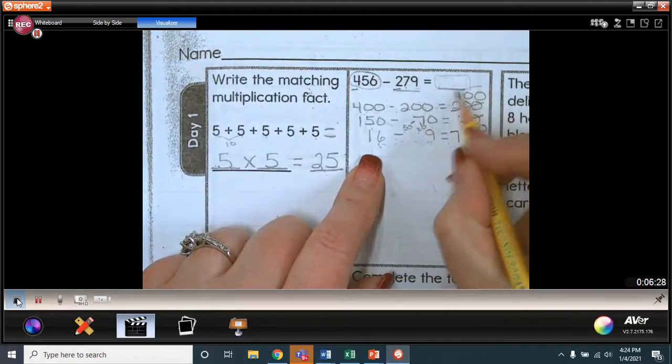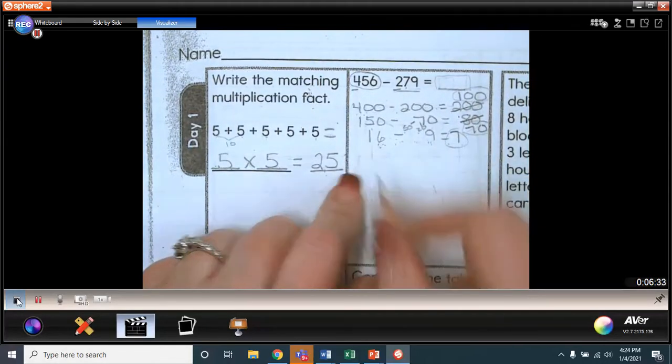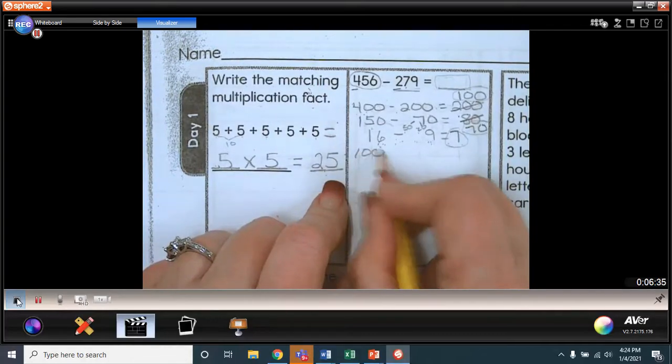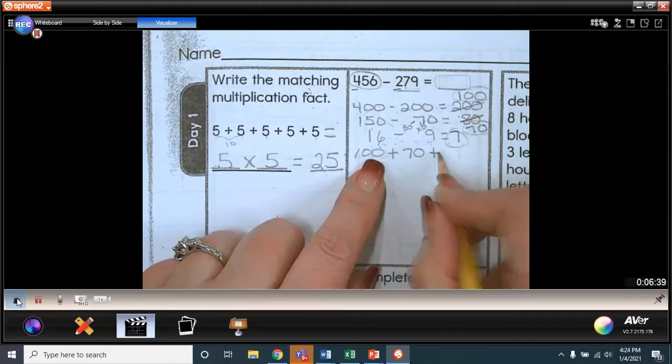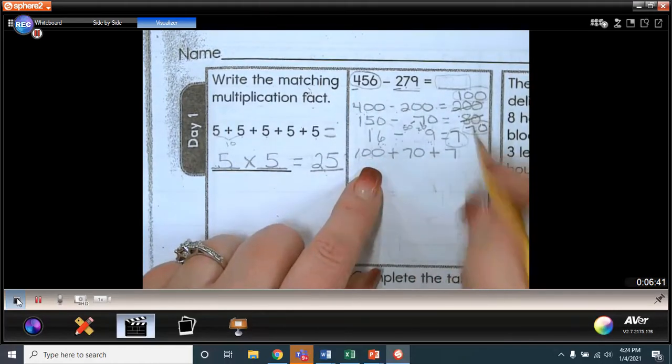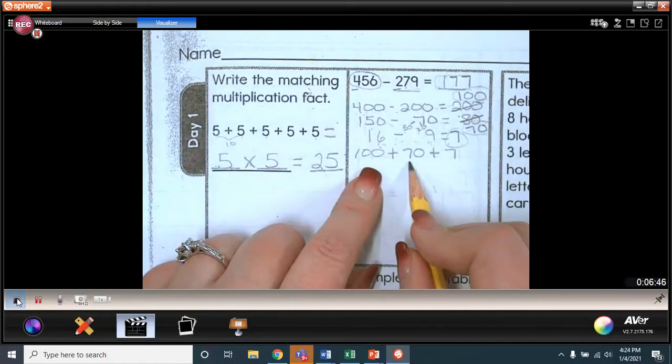Now I can take my hundreds place, my tens, and my ones and put them back together as a standard number. That's what we call when we take the expanded form and put it back together as one number, which would be 177.